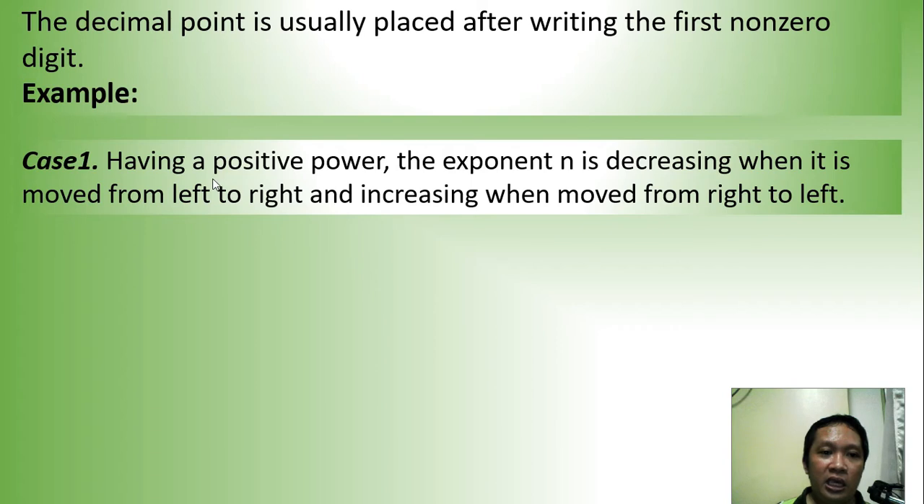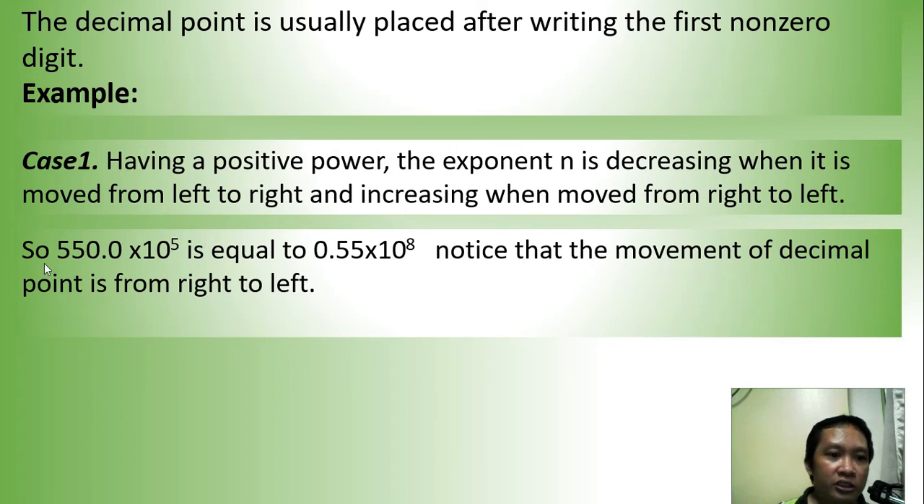Having a positive power, the exponent n is decreasing when it is moved from left to right and is increasing when moved from right to left. So the value of n, if it has a positive power, will be decreasing when moved from left to right. It simply means from this point up to this point. If the decimal point is moved towards this direction, then it is decreasing. However, if it is moved from right to left, from here to here, then it increases.